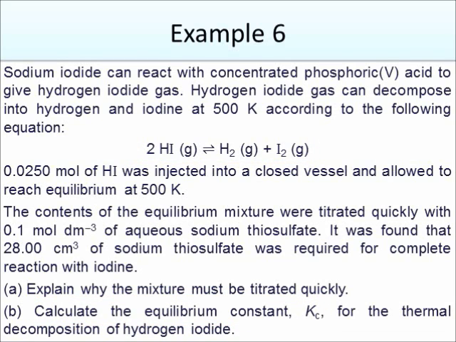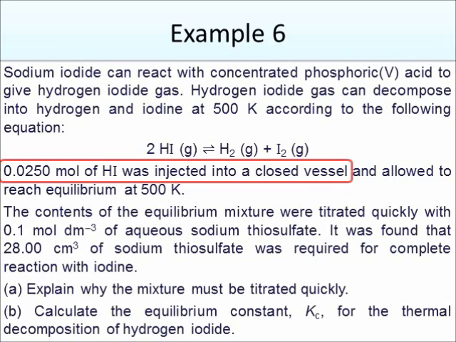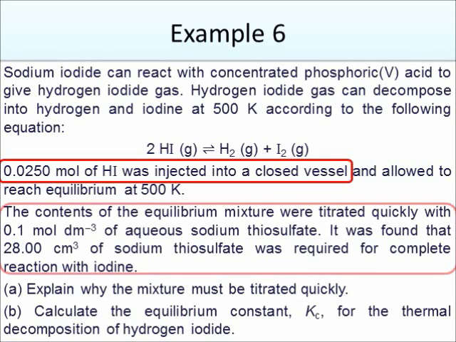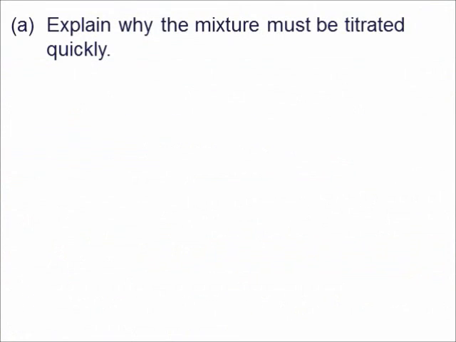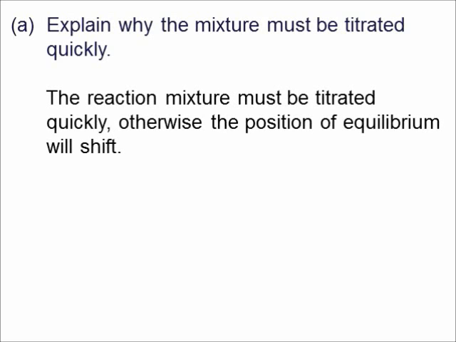Now, let's look at the remaining information. You are given the amount of reactant that the reaction begins with before dynamic equilibrium is achieved. However, you are not given the equilibrium concentrations of the reactants and products. The purpose of titrating the mixture with sodium thiosulfate is to determine the amount of iodine present at equilibrium. During the titration, iodine is reduced to iodide, and therefore the concentration of iodine at equilibrium will drop.